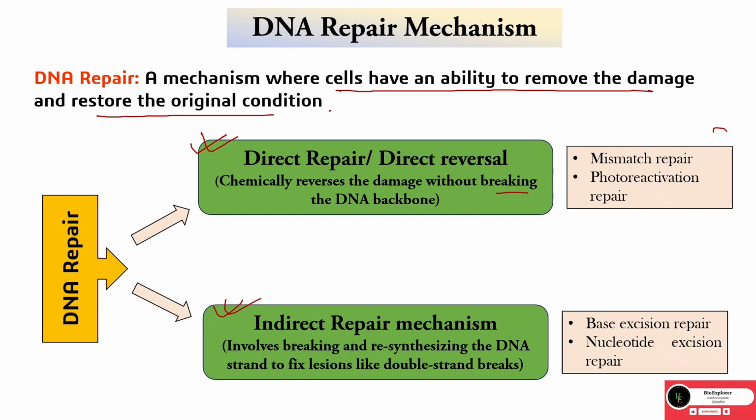Mismatch repair and photoreactivation repair are examples of the direct repair mechanism, and base excision repair and nucleotide excision repair are examples of the indirect repair mechanism.